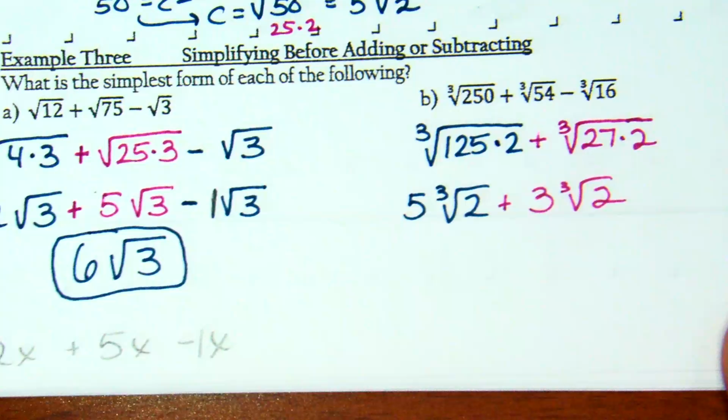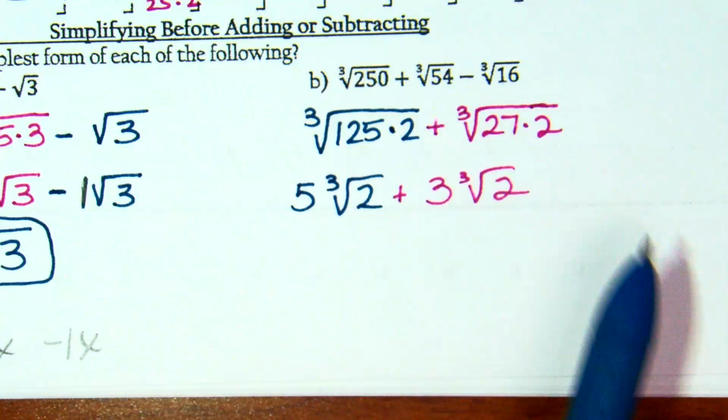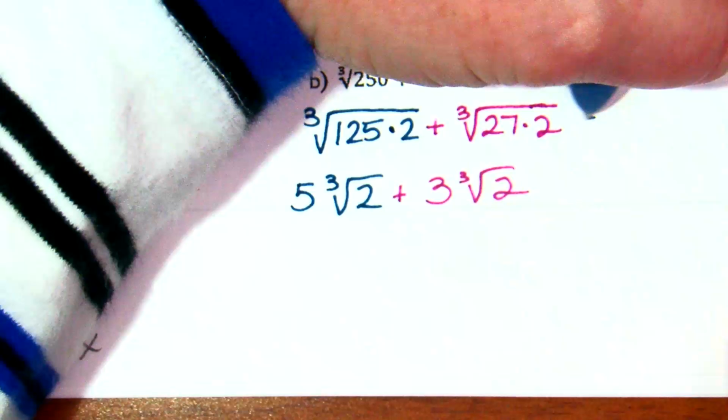Notice, what number is under both of these radicals? A 2. What's likely to be under our last radical? A 2. Again, it's not always going to work like that, but if you're getting stuck on what perfect cubes we could have, look to see if it divides by 2 and see what the other number is.